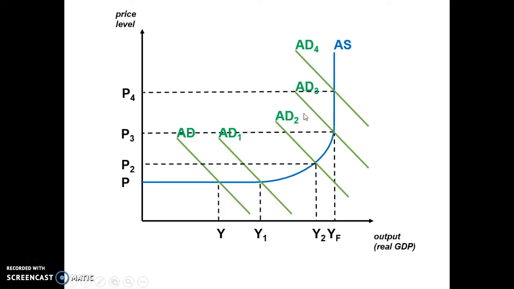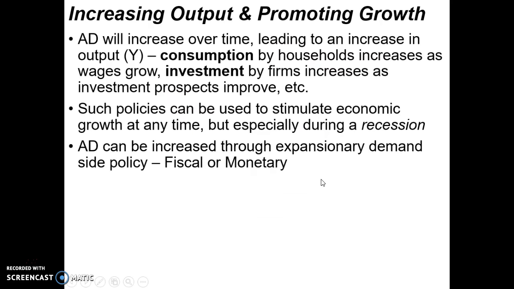So AD3, that's an ideal. AD4 shows the economy almost growing too quickly. Anything less than AD3 shows that we don't have full level of output. So how do we increase output and promote growth when necessary? AD should naturally increase over time, which will lead to an increase in output.